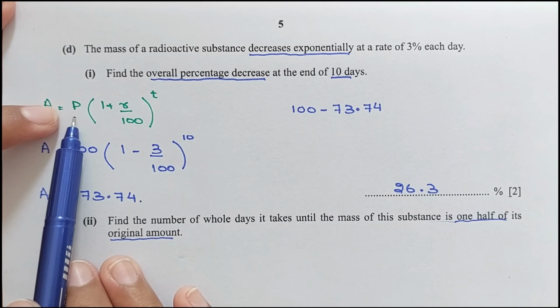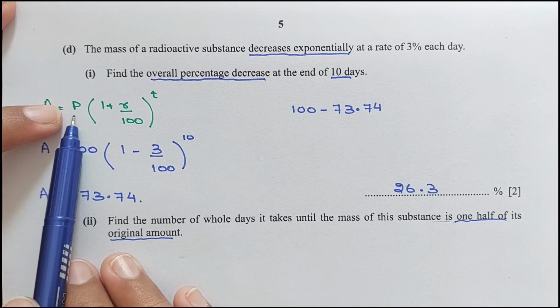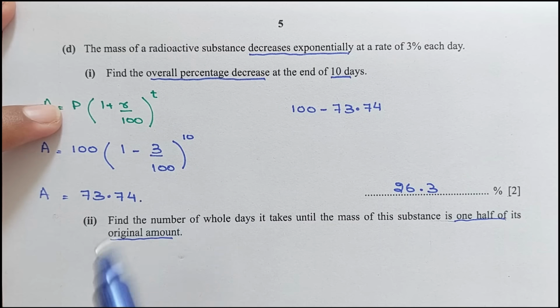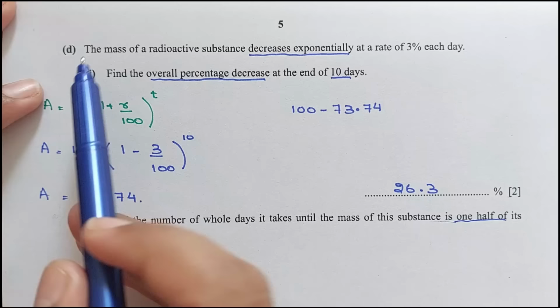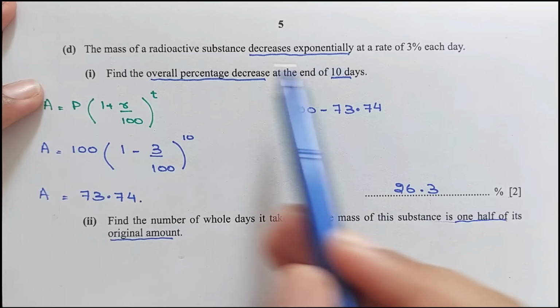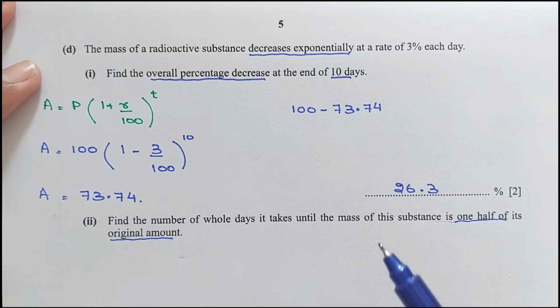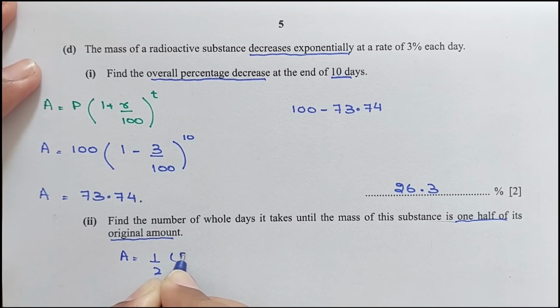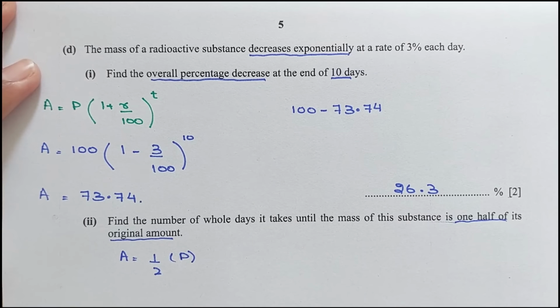We use the original amount as A, right? So it is P, 1/2 of P. All right, so we have the same question, that the mass of radioactive substance decreases exponentially at the rate of 3% per year. So it is decreasing exponentially. Again, I'm using the compound interest formula. So first we have given that the amount is half of the original, and I label the original as P. You can label with any variable.